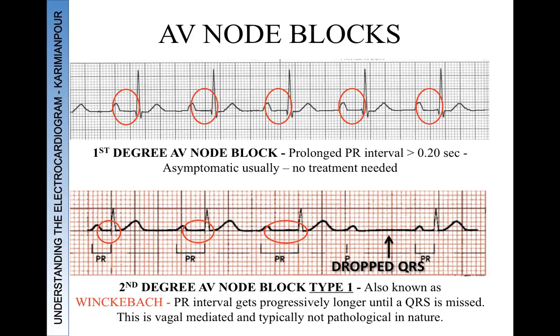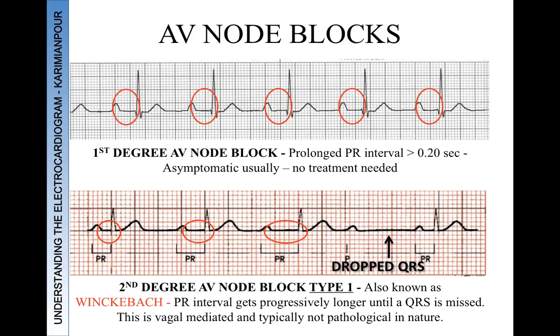So if you're going to call type 1 a Wenckebach, then you should call type 2 a Mobitz without putting a number on it. If you're going to call type 1 a Mobitz 1, then you should call type 2 a Mobitz 2. Or you could just call it a second degree AV node block type 1 or type 2, and you don't have to worry about the colloquial nomenclature that medicine is shifting away from nowadays anyway.